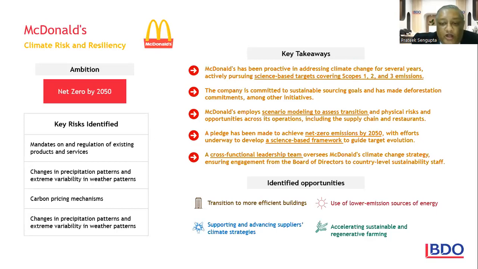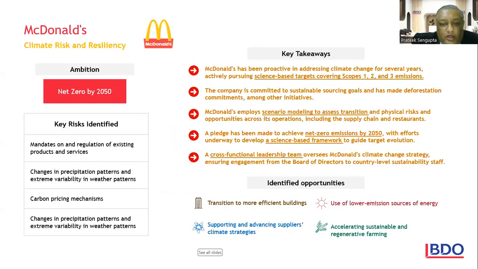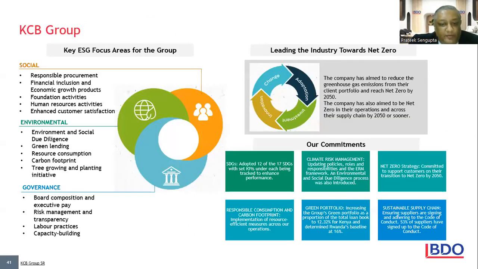A cross-functional leadership oversees McDonald's climate change strategy, ensuring engagement from the board of directors to country-level sustainability staff. And they've also identified key opportunities. We can go back, key opportunities such as transition to more energy-efficient buildings, use of lower emission sources of energy, supporting and advancing suppliers' climate strategies, and accelerating sustainable and regenerative farming. We can move to the next slide.